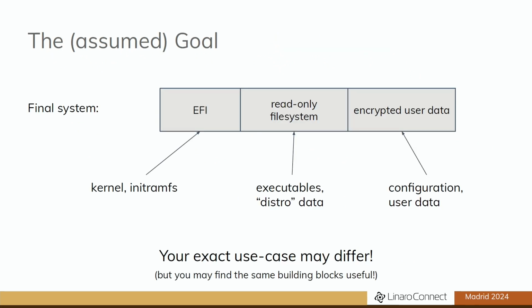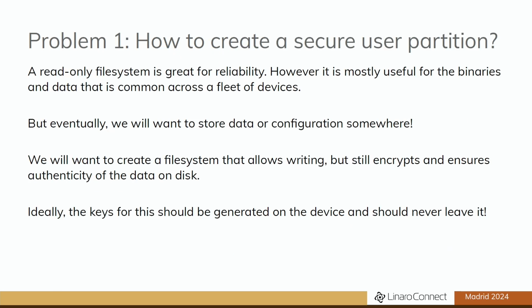There are, of course, many ways you can build your system, or requirements you might have. So here I'm just going to assume that we want some kind of GPT partition, an EFI partition, and some kind of read-only file system for our system. And we want some partition for encrypted user data that's sitting on the device and is encrypted with keys on this device. Of course there are many other ways to do this, but the building blocks I'm showing here should still work, so keep that in mind. I'm just showing the building blocks. It's up to you what to build from there.